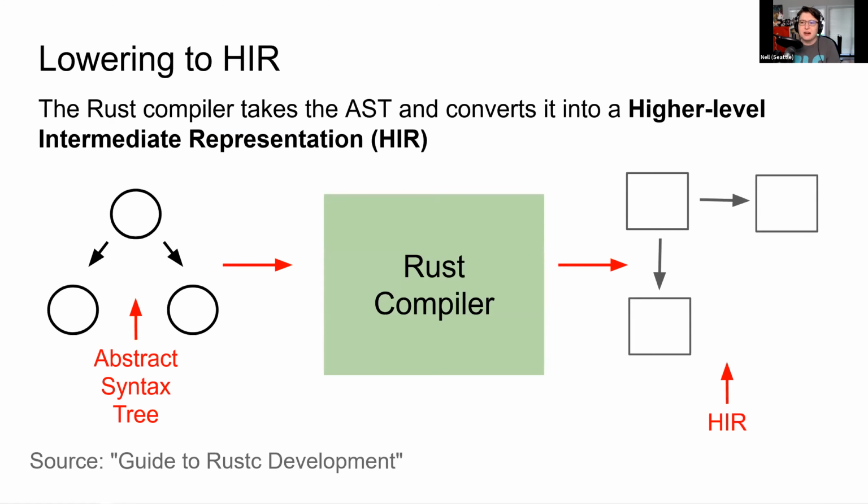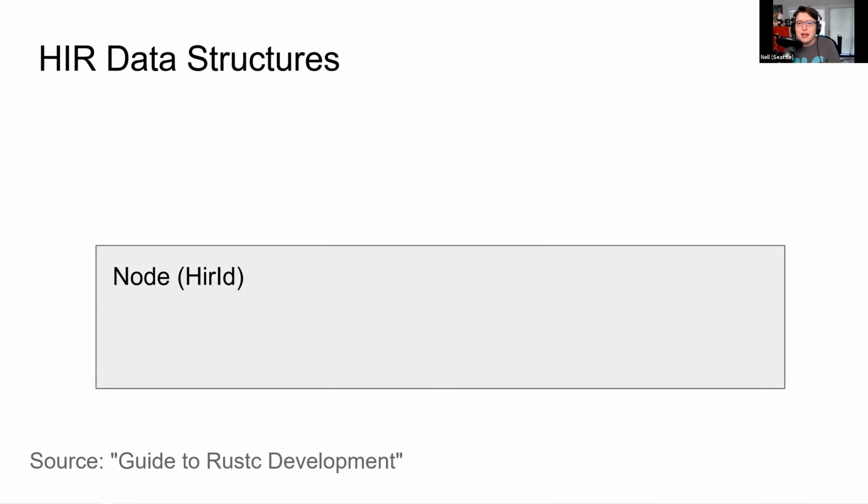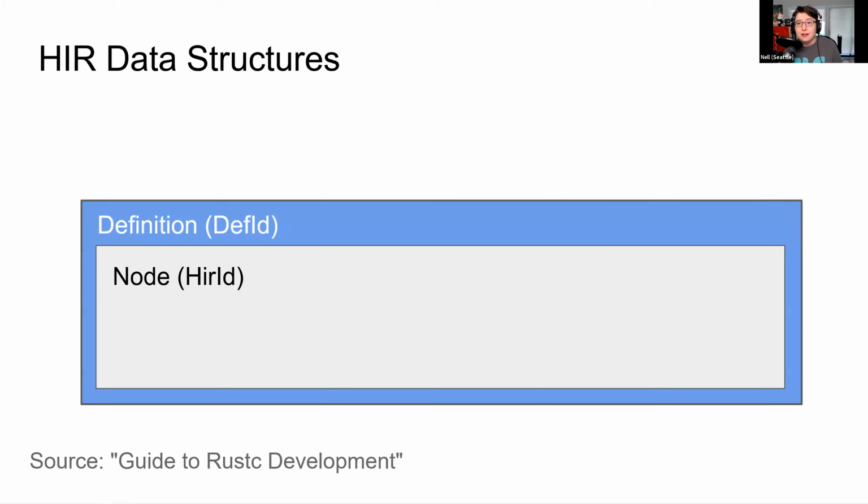And let's pause here and take a closer look at the data structures that make up the HIR. It helps to understand them. So the first is a node. This corresponds to a specific piece of code. This is identified by an HIR ID. And that node belongs to a definition. A definition is an item in the crate we are compiling. These are primarily top-level items within the crate. So this is identified by a def ID.